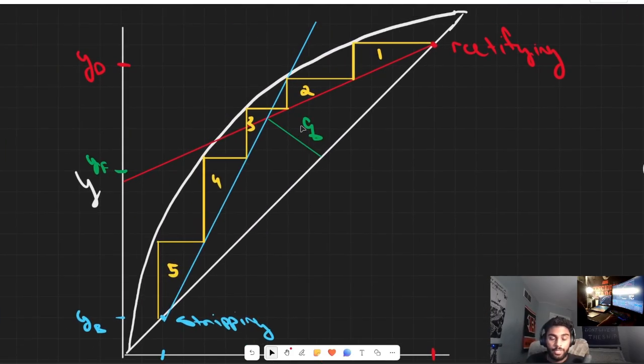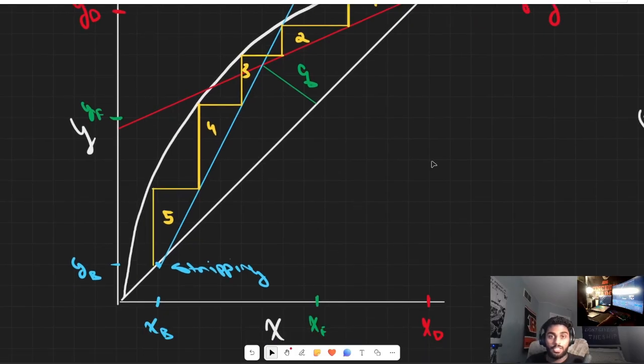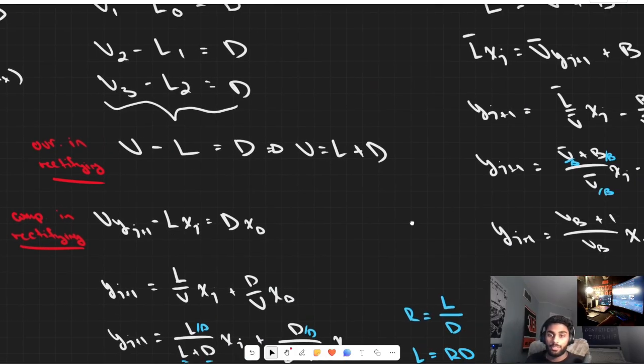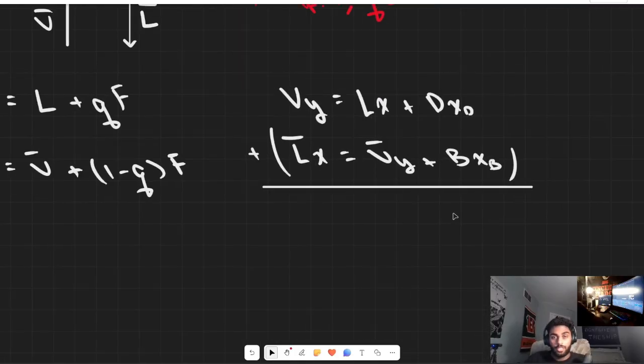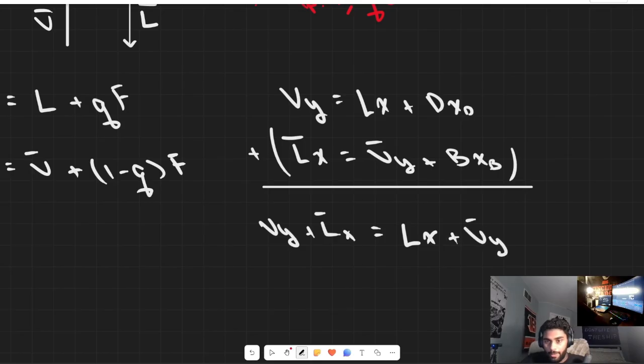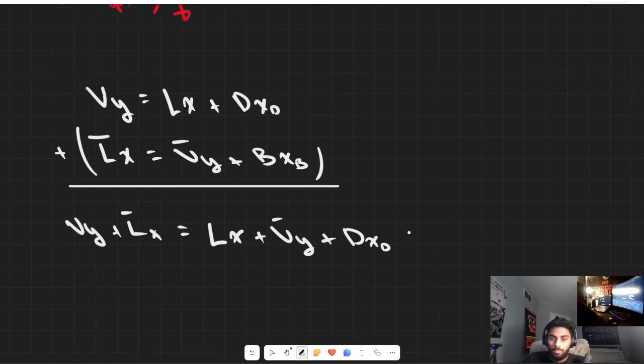So this Q, depending on our feed composition, is actually crucial to the design of our distillation column. And this is how we are able to get the governing equation for that Q line. So what we have now is Vy plus L bar X is equal to Lx plus V bar Y plus dxd plus bxb.